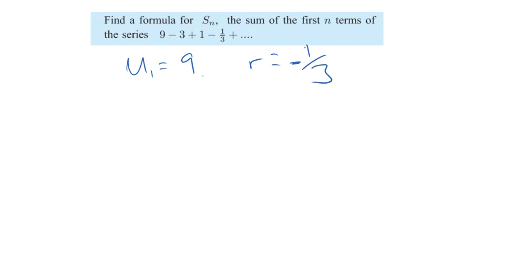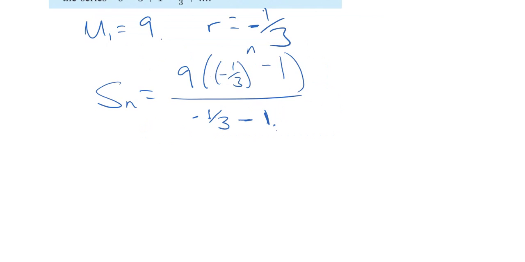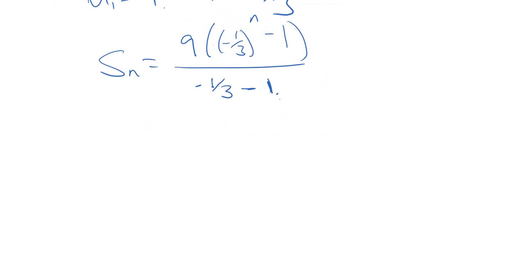We're looking for a formula here, so we haven't got n. That's going to be part of our formula. So the sum is going to be, well, U1 is 9, and then we're going to have negative a third to the power of n minus 1, all over negative a third minus 1, right? Does that make sense? Everyone happy with that? Now, I could have used the other formula for this one, and I think that might have been better because I wouldn't have a negative number on the bottom, but that doesn't matter. We can just still carry on exactly as we were before.